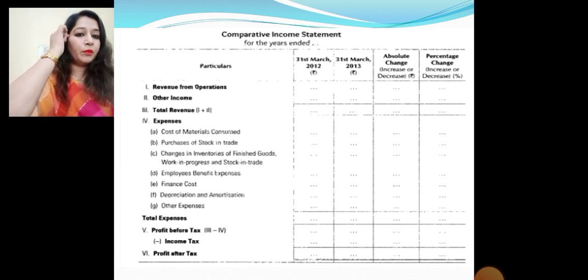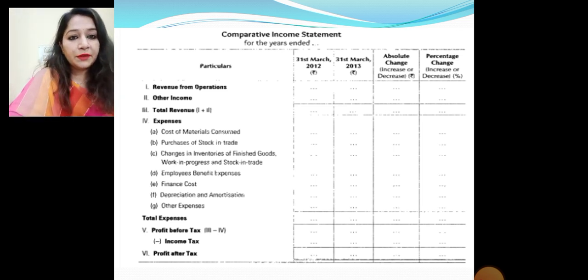This is the pro forma comparative income statement. First column is particulars, second column is previous year. In this you can see 31st March 2012, the amount we have to write of the previous year, and the third column is the amount of the current year. Fourth column is absolute change, and we need to make the difference, previous minus current.